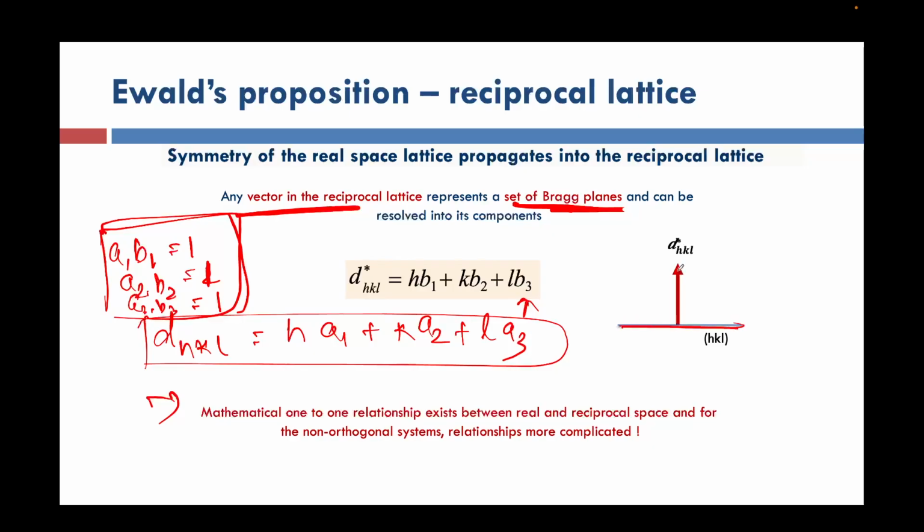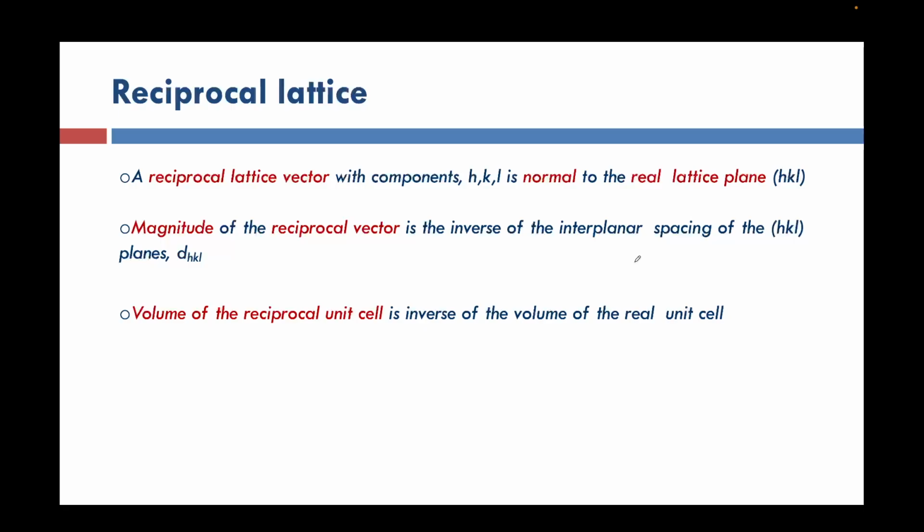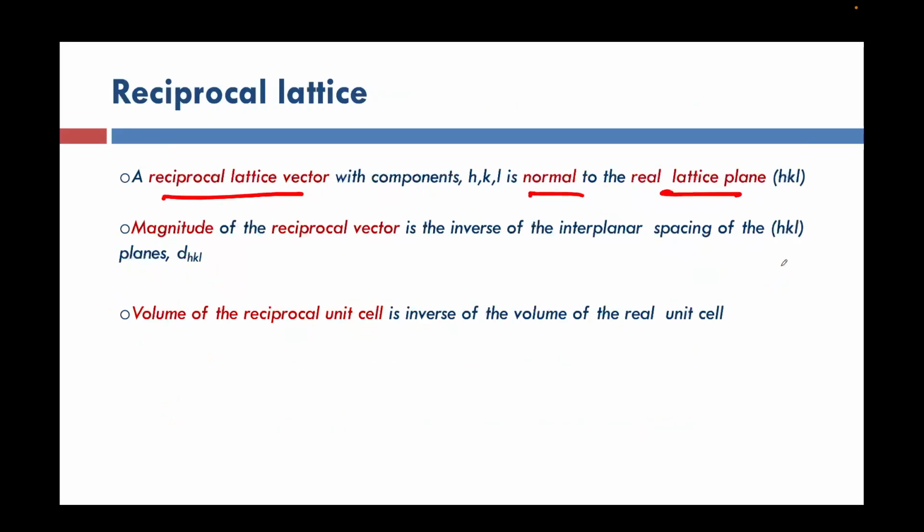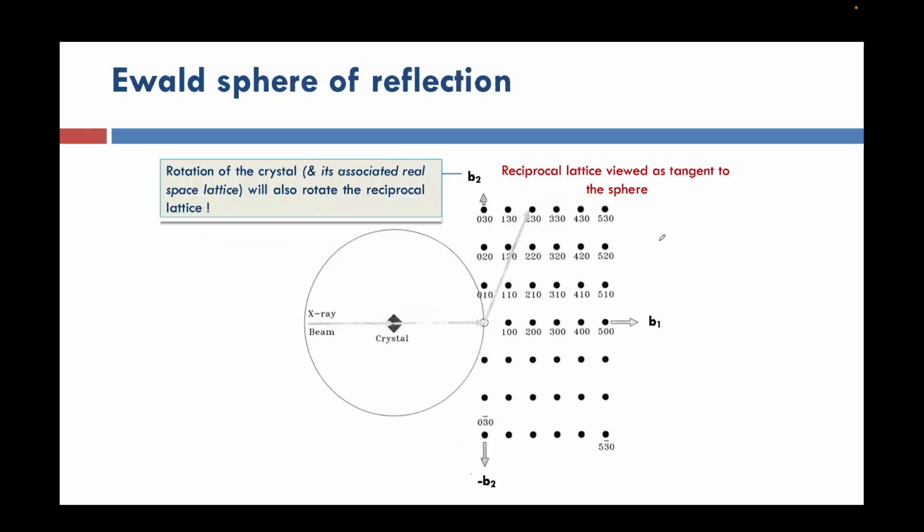Here, for an orthogonal system, the reciprocal lattice vector will always lie normal to the plane. So this is a lattice plane, and the direction of the reciprocal lattice vector will be normal to it. These are the features of the reciprocal lattice: the reciprocal lattice vector, which I showed here, is normal to the real lattice plane, and its magnitude will be the inverse of the interplanar spacing.